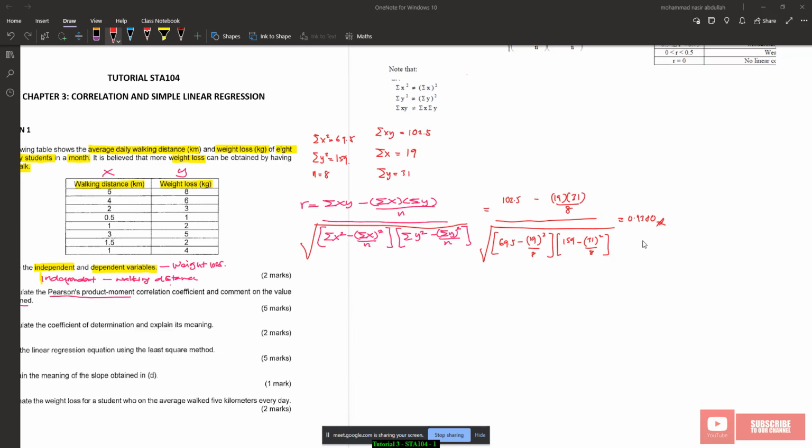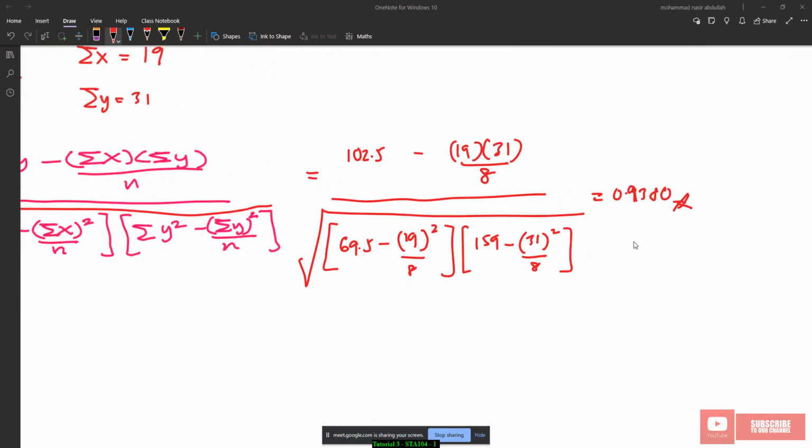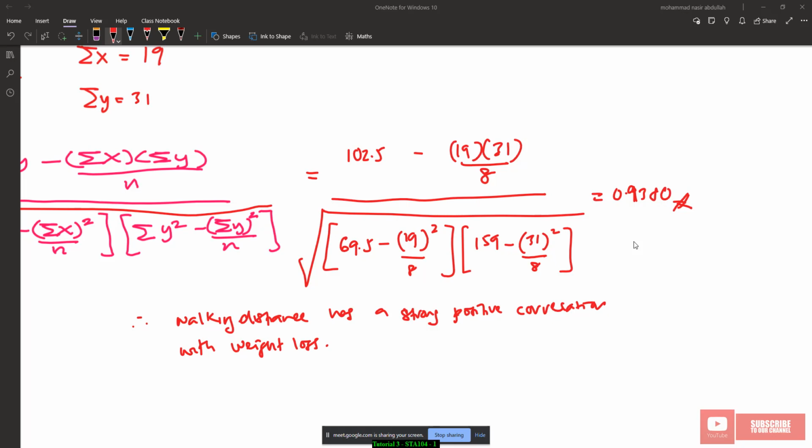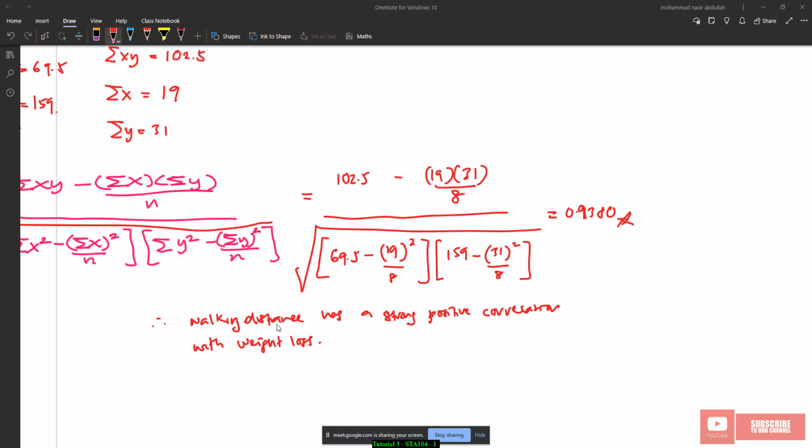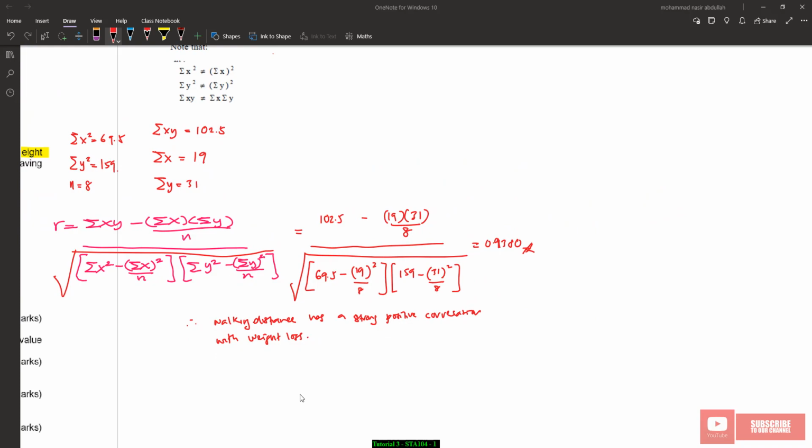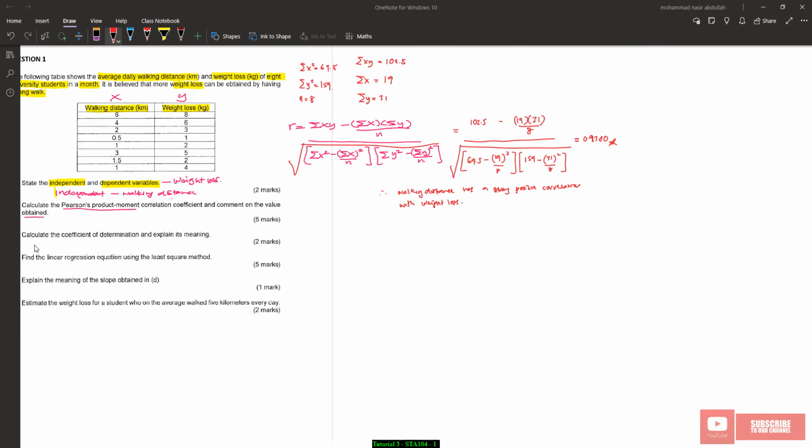By this value, 0.9380, we know that it's a positive value, right? So we can say that walking distance has a strong positive correlation with weight loss. Or you can rephrase it: there is a strong positive correlation between walking distance and weight loss. You can rephrase it, whichever you like. So this is question number B.